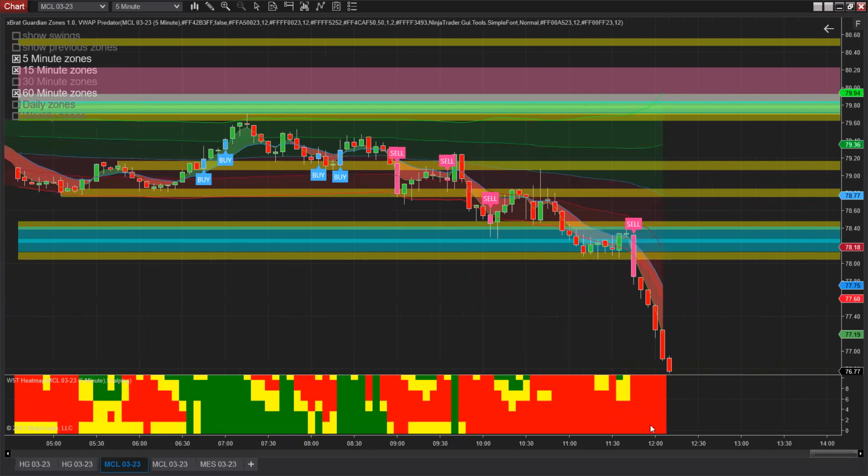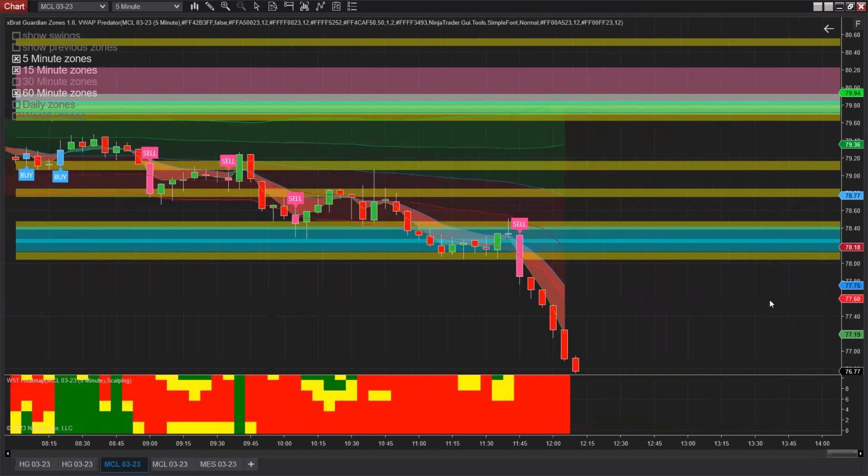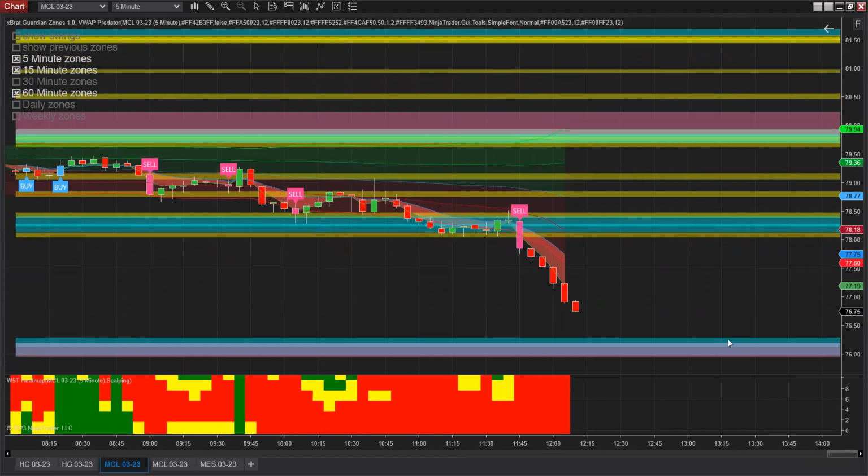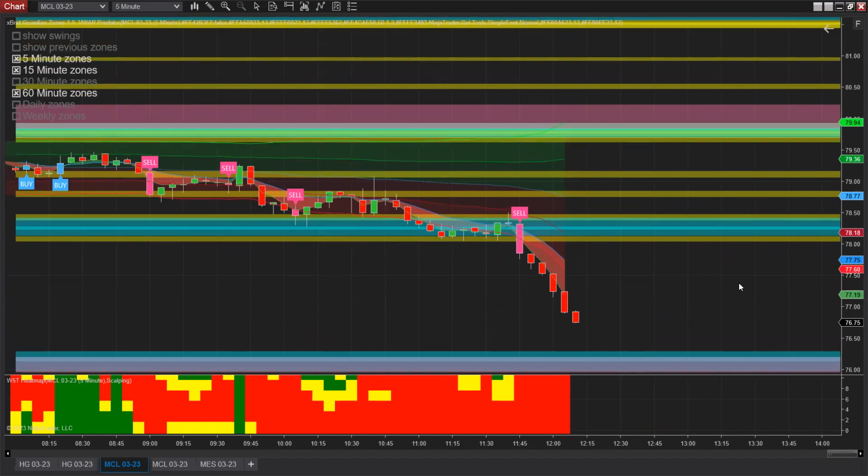We don't take them. But hey, presto, where's the biggest trade of the day on oil? This sell signal, VWAP predator, breaking this support, the next zone is all the way down here. Lots of risk to reward. How do we know what that risk to reward is?